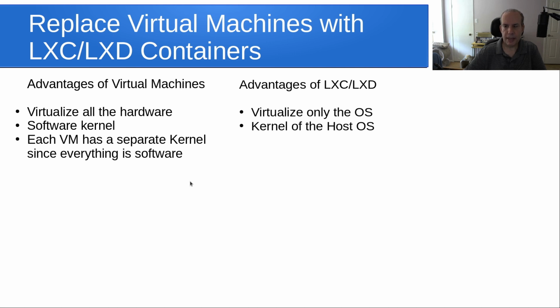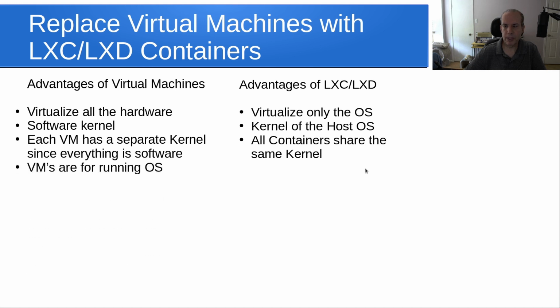So again, and this is somewhat redundant, each VM therefore has a separate kernel since everything is in software. And they can have different kernels for that matter. All containers share the same kernel in a container, as we talked about, because they're sharing the kernel of the host OS.